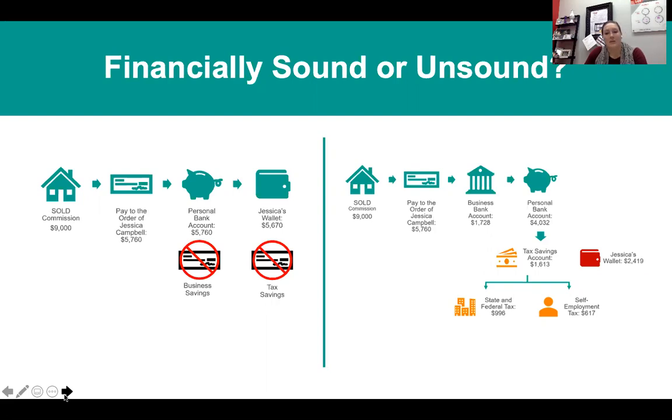In the second scenario, Jessica receives a gross commission of $9,000. She then receives her portion after the company dollar has been taken off of $57.60. She puts $1,728 in her business bank account. She puts $4,032 in her personal bank account. She then applies tax savings. She has a tax savings account, and there's $1,613, and then she splits that out for self-employment tax and the federal tax. Then what goes in her wallet is the $2,419.